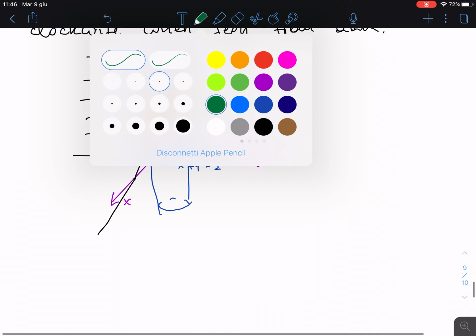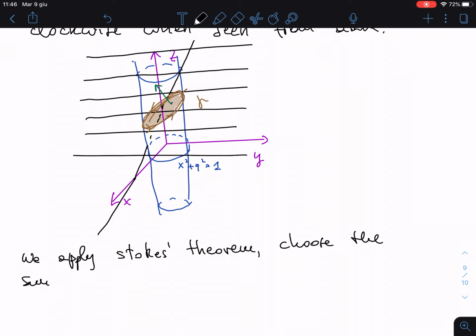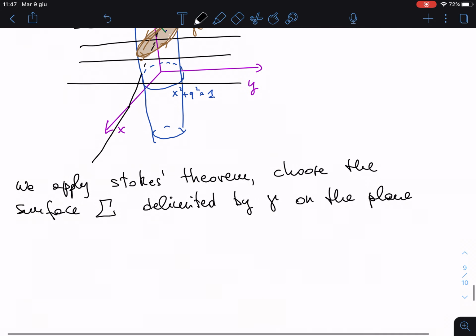So, first of all, we apply Stokes' theorem, and to this aim we choose the surface sigma delimited by the curve gamma on the plane x plus z equal to 3. So this is very important, and let us describe this surface in a perhaps more efficient way.